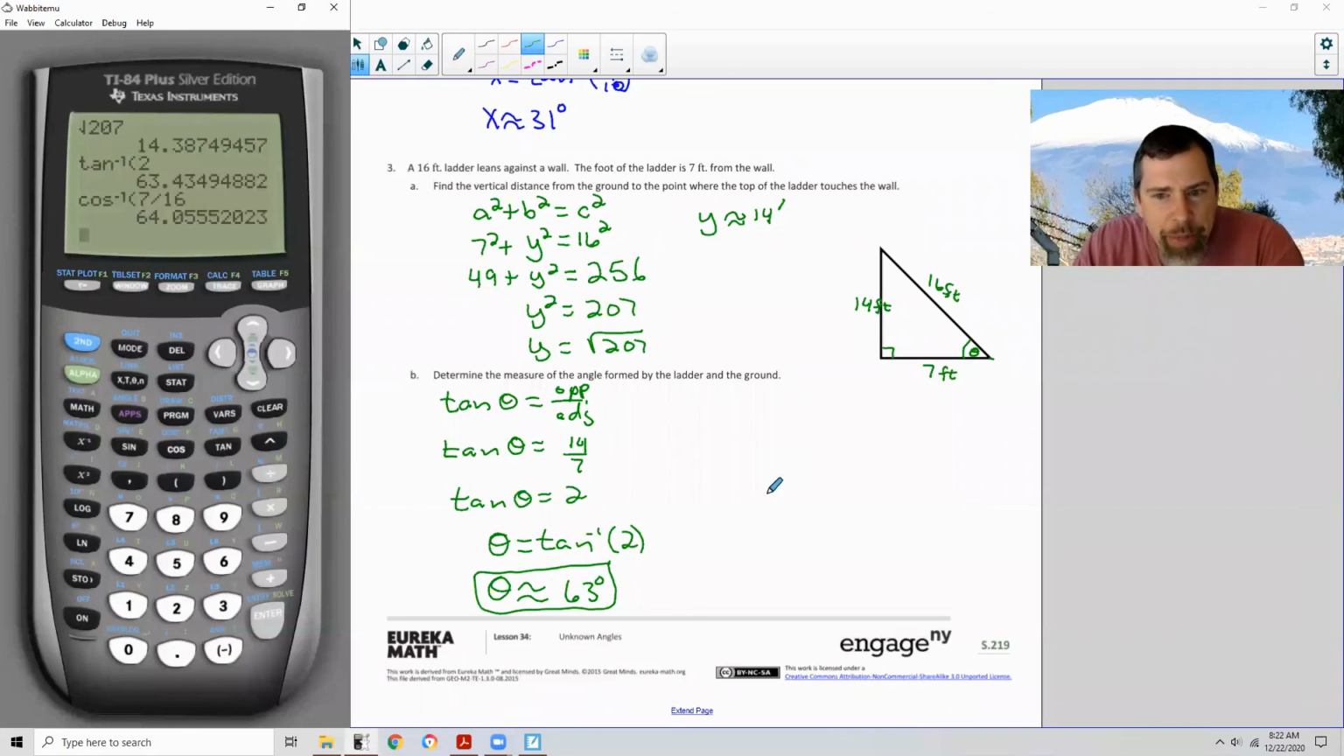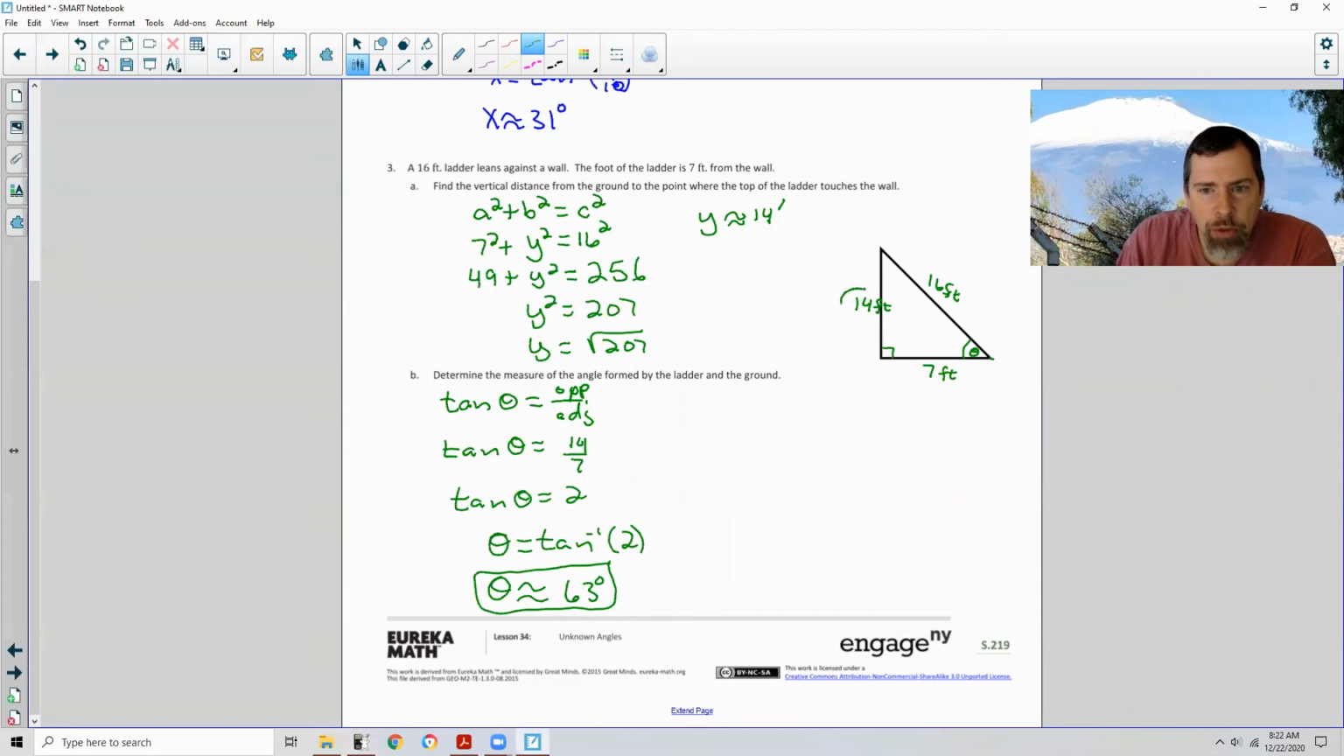Okay, and I got thinking about that, and maybe I should not have used this answer. Why? Because y was an approximation and these are exact. So that was my bad. I wasn't thinking about that. That's an approximated value. We were given this as 7 and this is 16.